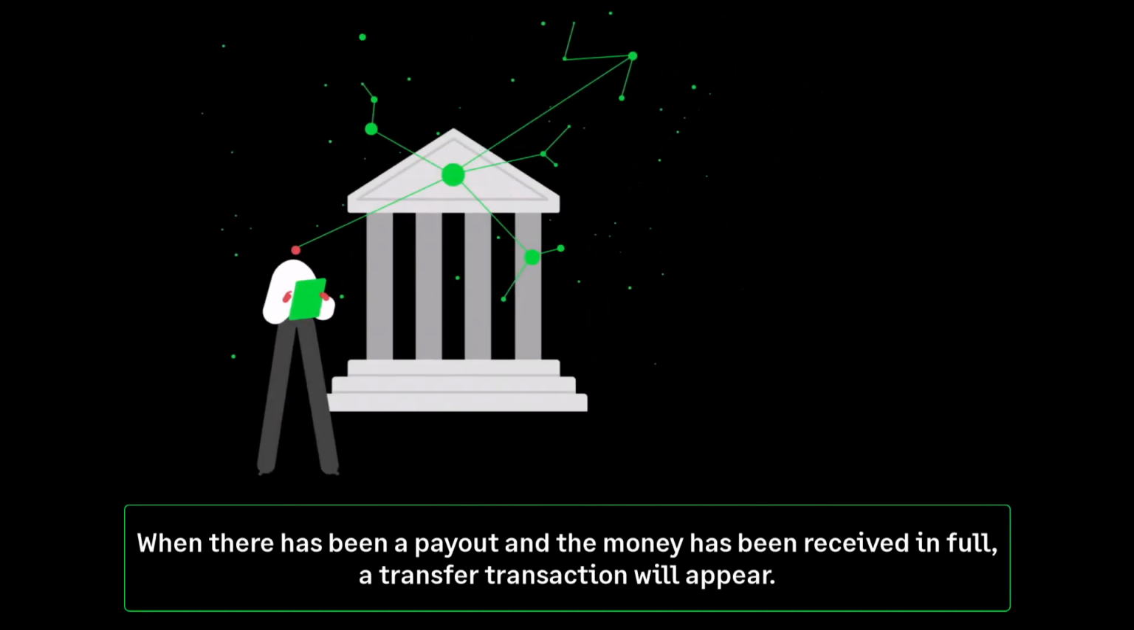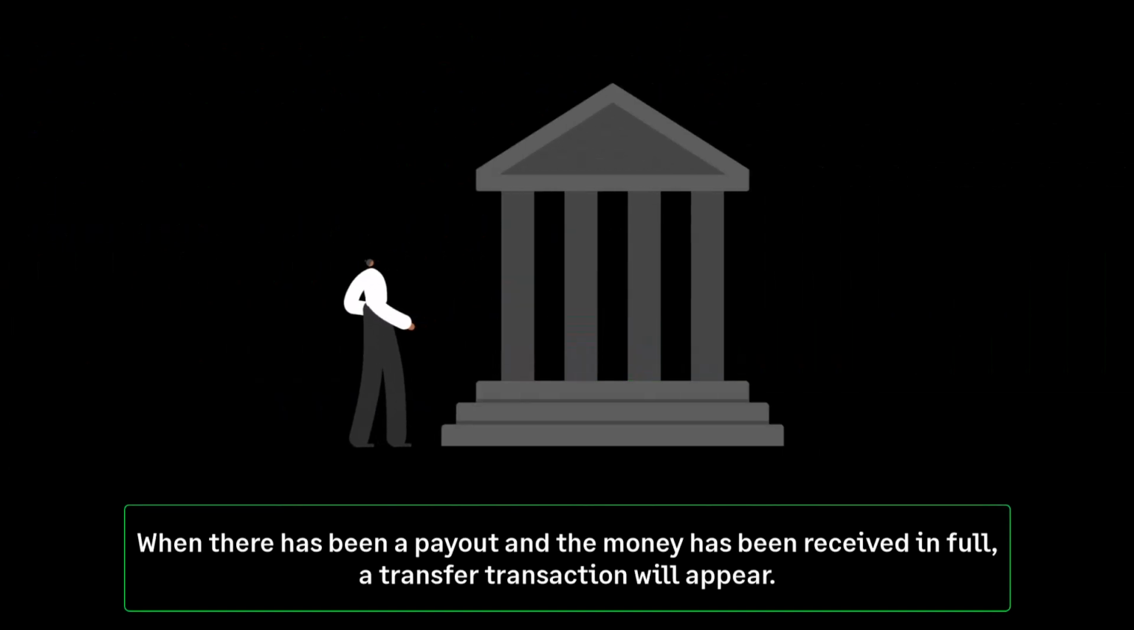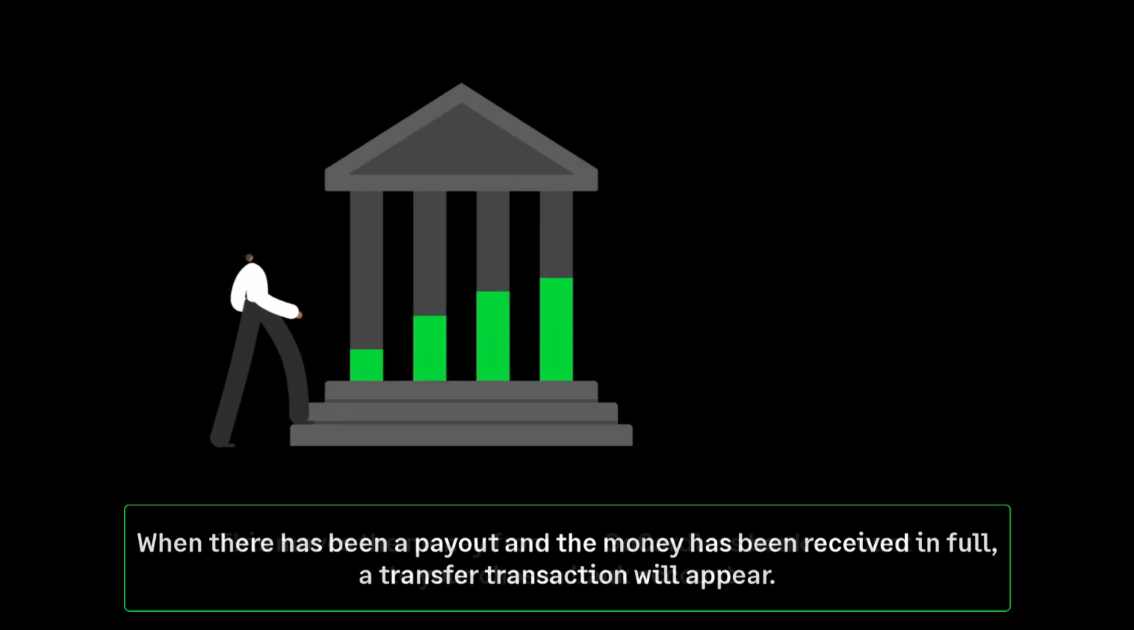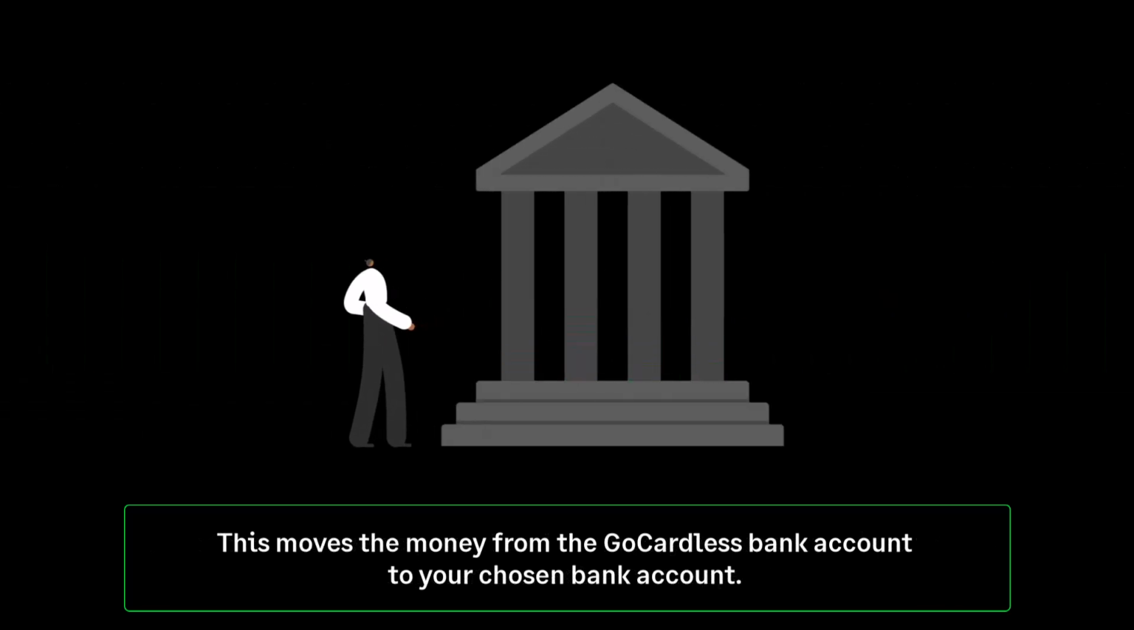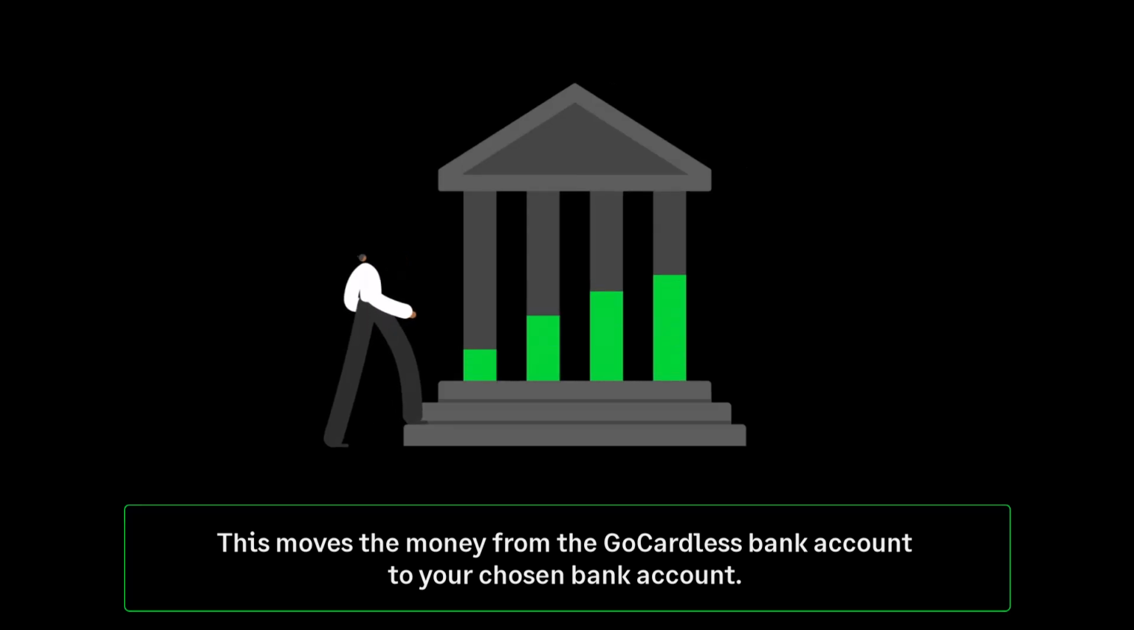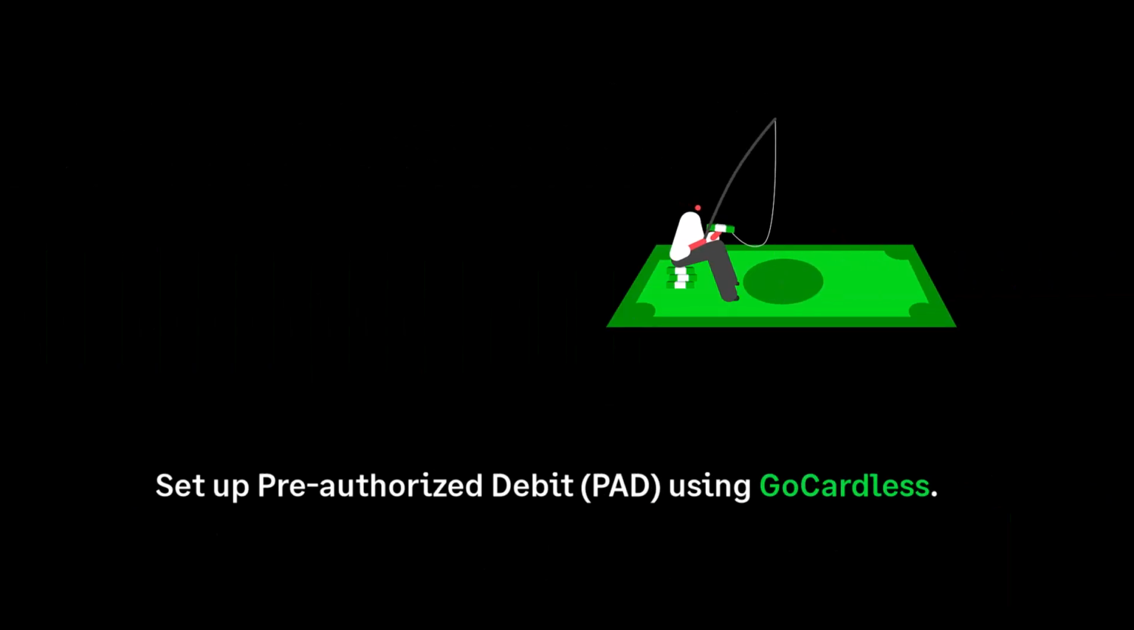When there has been a payout and the money has been received in full, a transfer transaction will appear. This moves the money from the GoCardless bank account to your chosen bank account. You have now learned how to set up pre-authorized debit payments on your invoice using GoCardless.